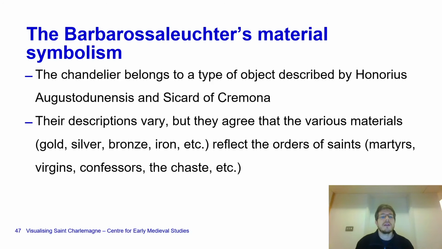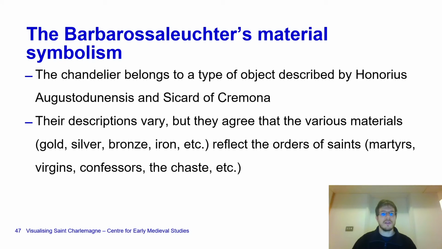Now, the chandelier is specific in that it belongs to a type of object described by Honorius Augustodunensis and Sicard of Cremona, 12th and early 13th century writers. Now, their descriptions vary, but they agree that the various materials used for making such chandeliers, so gold, silver, bronze, iron, etc., reflect the orders of saints, who are martyrs, virgins, confessors, the chaste, etc. So here we realize that nothing is casual.